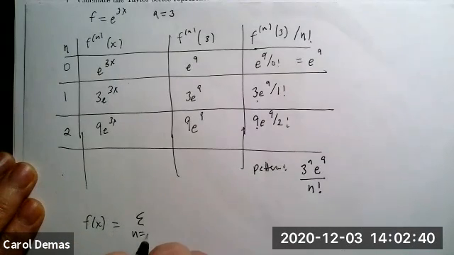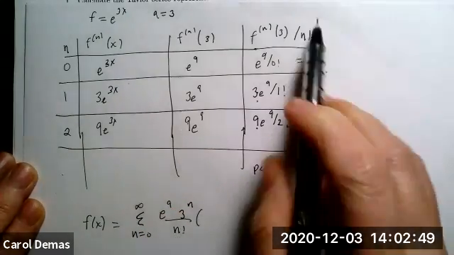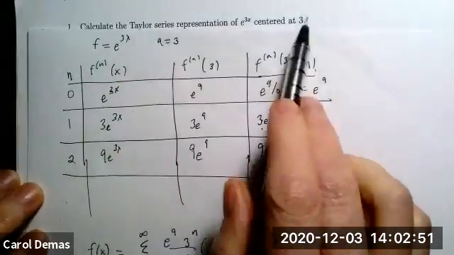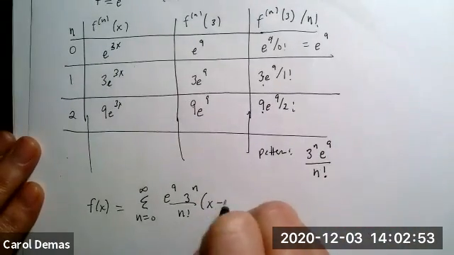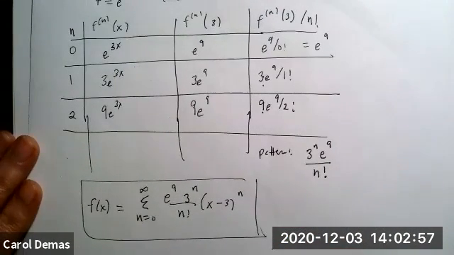And then what's our Taylor series going to be? Sum n equals 0 to infinity, e to the 9th times 3 to the n over n factorial. And since our center is 3, we're not going to have an x here, but an x minus 3 to the n. Okay, so that's our series. Any questions on that?